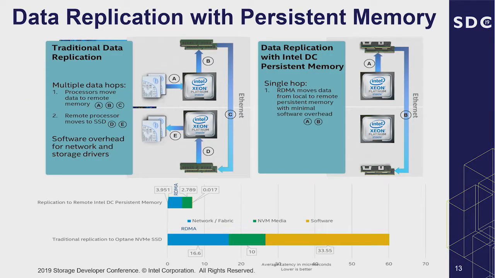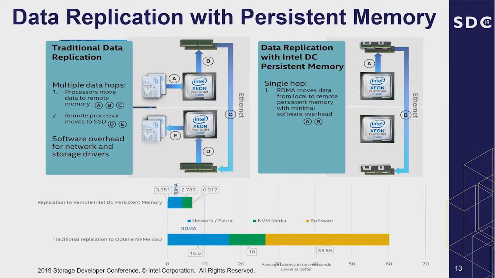This is a better visual of really what's happening. So on the left, with your traditional data replication, you have multiple hops. You're going from your block storage device to CPU, then usually to your DRAM memory, then you go across your Ethernet, and then you can see on the target system where you're going back into the DRAM, CPU, and then you're storing it off into your block storage device.